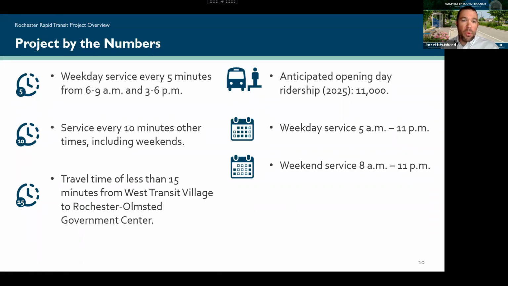In general service, if you arrive at one of our 7 stations, a bus would arrive every 5 minutes during the morning and evening peaks during the week, and roughly 10 to 15 minutes during off-peak and on the weekends. It'll take roughly 15 minutes to get from one end to the other. Like I said, we'll take a look at a map here in a second. We're expecting 11,000 riders the day we open in 2025. And we hope to offer expanded service hours that are not traditional Rochester Public Transit hours, with the thought of 5 to 11 during the weekday. Next slide.